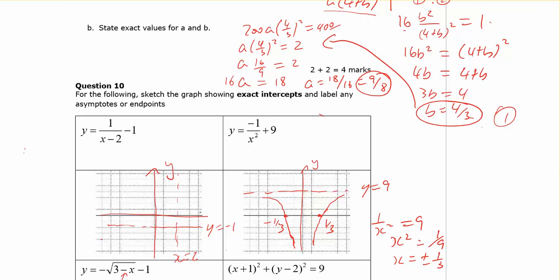And I know I need to find my y and x-intercept because I'm going to have an x-intercept here and a y-intercept down there. So x-intercept, y is 0, so I'm going to move the 1 to the other side. Flip.